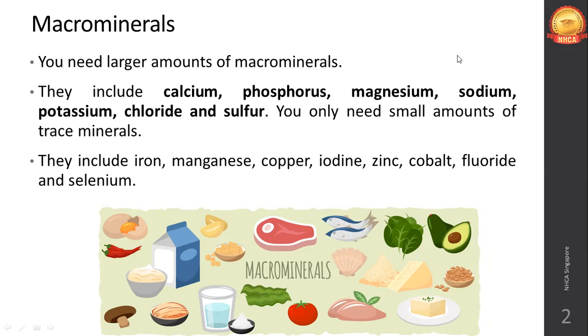The trace minerals or microminerals, you need them in very small amounts. These are examples of trace minerals: iron, manganese, copper, iodine, zinc, cobalt, fluoride, and selenium. So that's the major difference between macrominerals and microminerals. If you go by the RDA basis, macrominerals you require in much larger quantity, more than 500 mg per day. Microminerals is less than 50 mg per day. Anything that is less than 50 mg, 20 mg, 10 mg, 4 mg per day comes under trace minerals or microminerals.